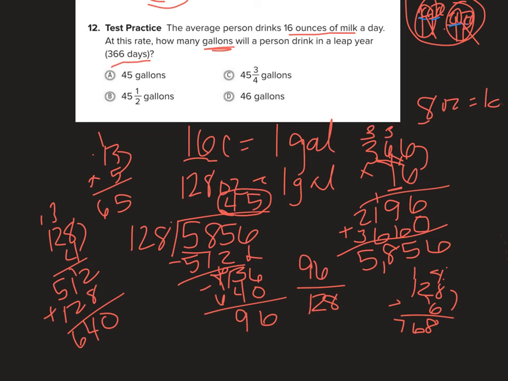Now, obviously, we need to reduce it. I'm thinking it's going to be 3/4. Let's divide them both by 32, the greatest common factor. If I divide this by 32, I get 3. If I divide this by 32, I get 4. 3/4. Oh my goodness. Do you see all that work we had to do for this problem?